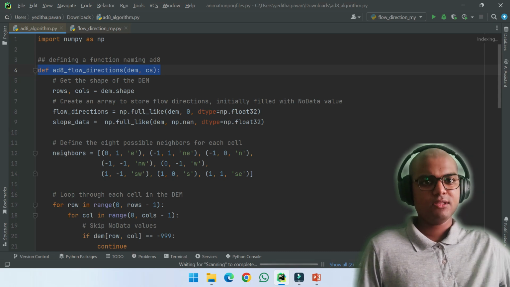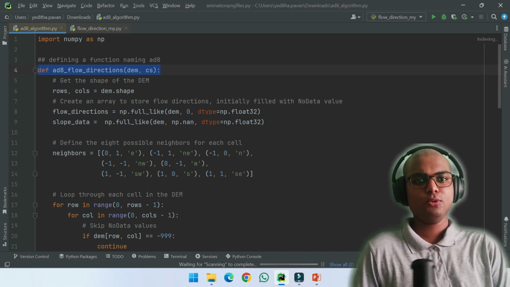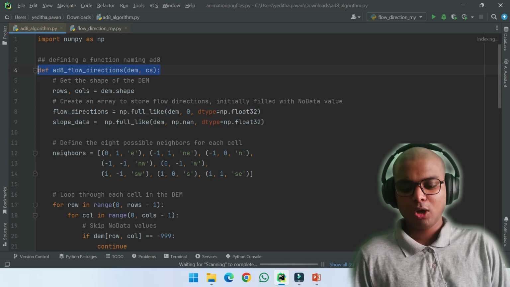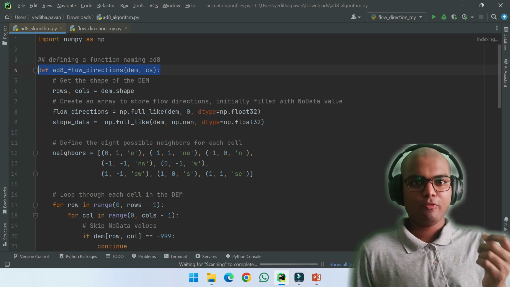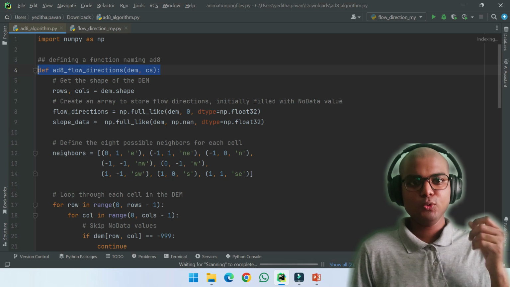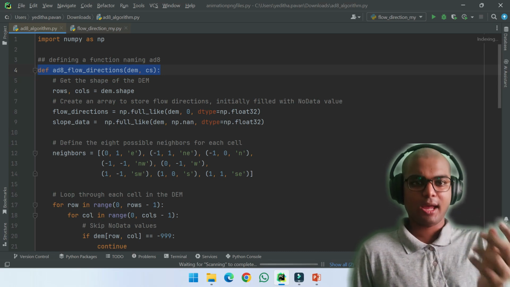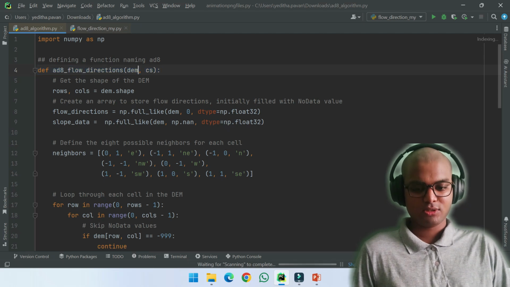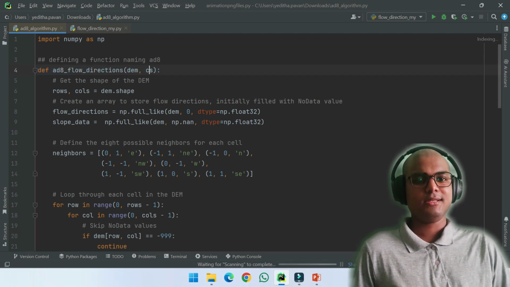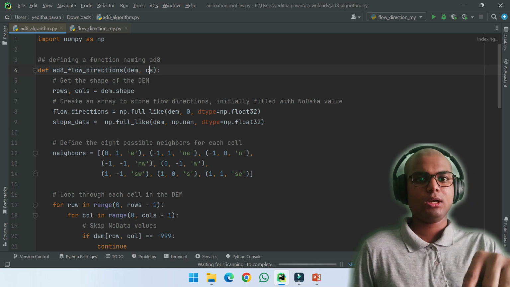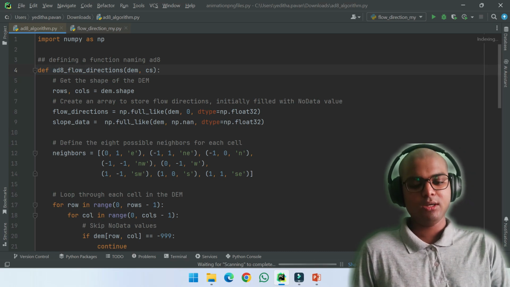For a certain cell we will see the 8 directions to be able to determine how the flow of water is from that cell to the next cell. So that is what I am defining, and I am asking for the inputs as the DEM dataset as you see here, as well as the cell size. We'll talk about it in a few more minutes. We'll know why we need the cell size.